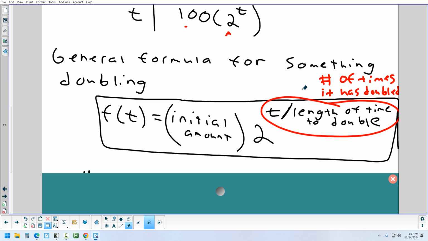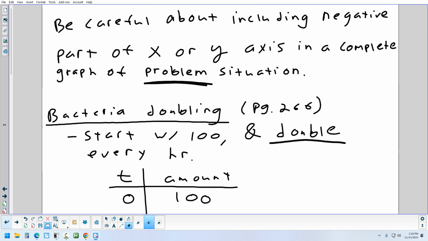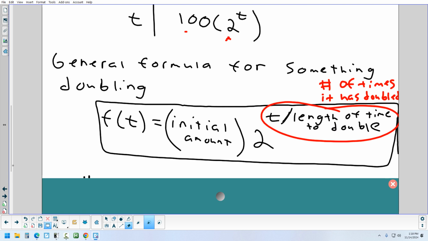Now, if it doubles every single hour, then yes, they're the same. In 5 hours, it will have doubled 5 times. But let's say something doubles every 3 hours. If 3 hours have gone by, has it doubled 3 times? No. How many times would it have doubled? Once. Okay. How about in 6 hours? Twice. It would have only doubled twice. And that's what this exponent has to be, the number of times it has doubled. And that's how you figure it out. Take how much time has gone by and divide it by the length of time to double.